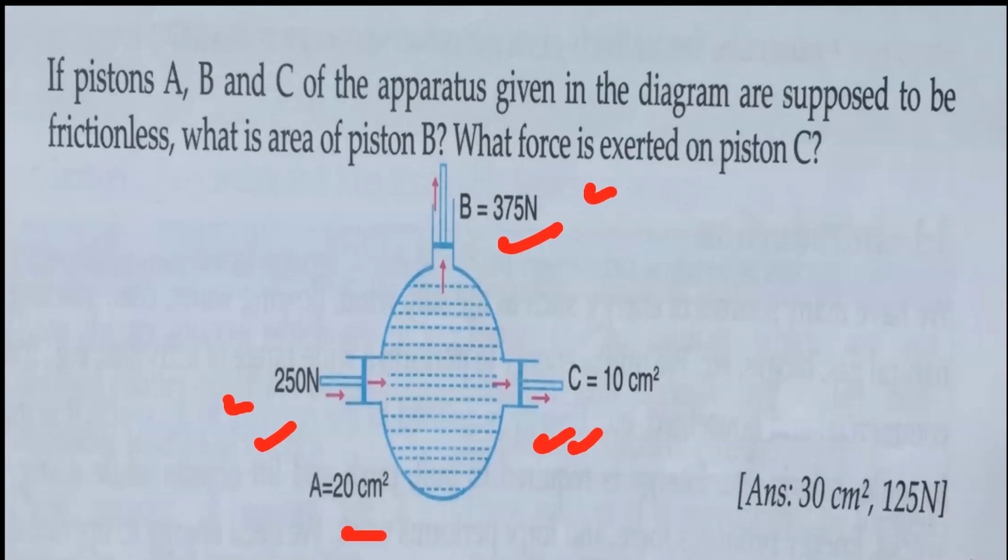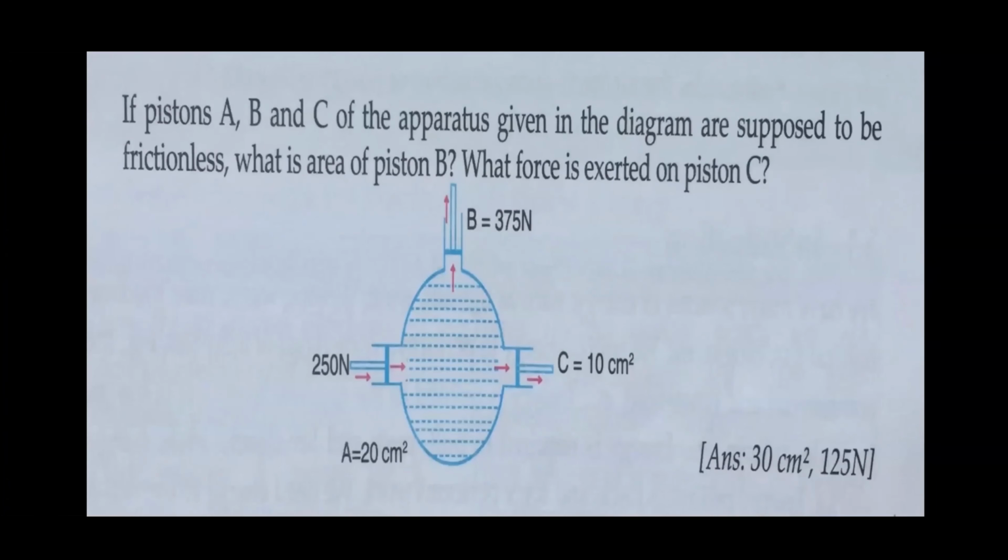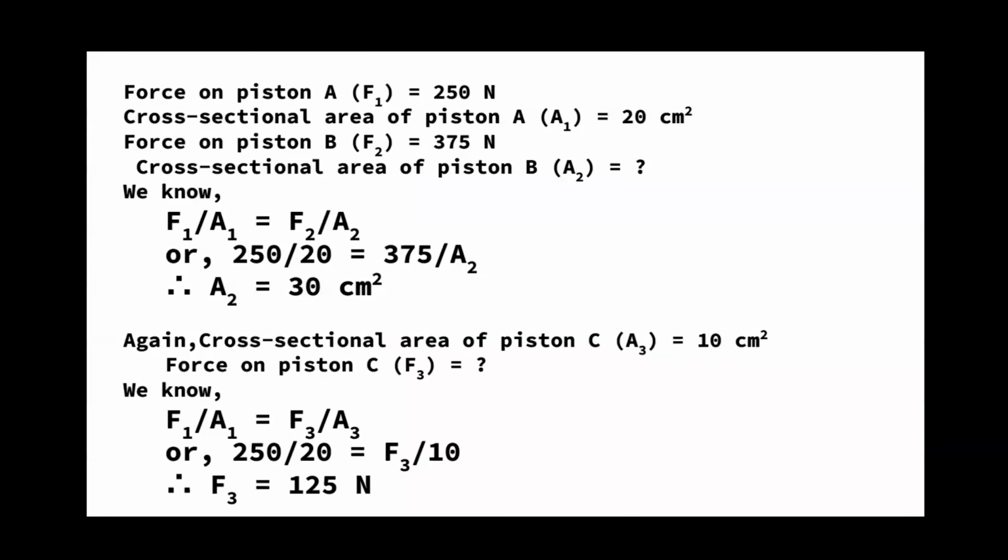And in case of piston B, the force is given, and you are asked to find its area. Whereas in piston C, the area is given and we are asked to find out the force exerted on it. So for solving this problem, we will definitely follow Pascal's law. And here is the solution. You can see on the screen.